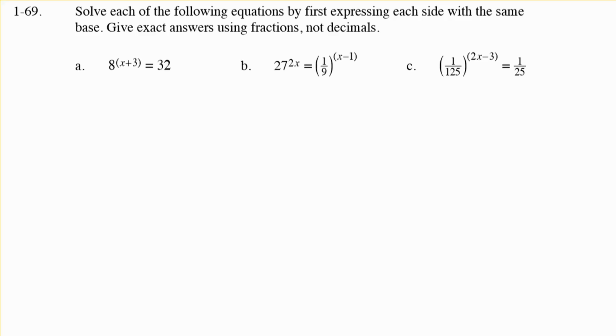Solve each of the following equations by first expressing each side with the same base. Give exact answers using fractions, not decimals. So let's take a look. Same base. So we've been practicing this same base thing. So we've got an 8 and a 32. So the same base they would have would be 2.